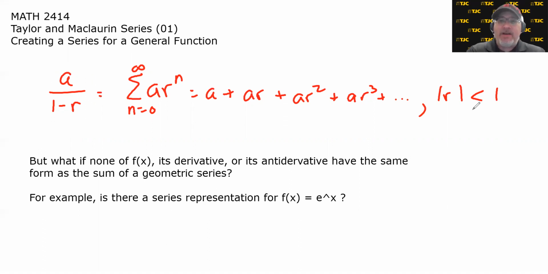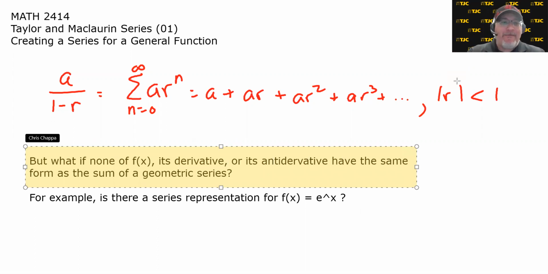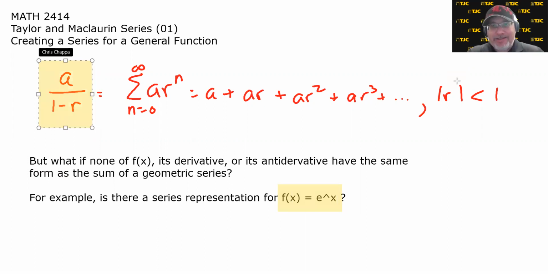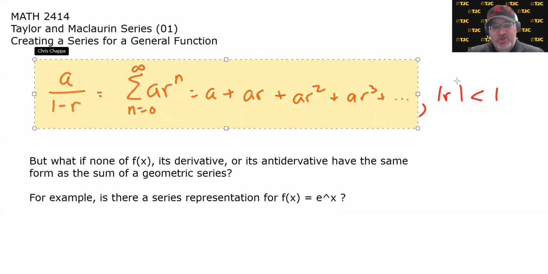But what if none of f of x, its derivative, or its antiderivative had the same form as the sum of a geometric series? In other words, what if we can't do what we did before? For example, consider the function e to the x. Clearly, that does not look like this, nor does its derivative or antiderivative, both of which are e to the x, plus c if you do the antiderivative. So it raises a question: how do we get a power series for a function when we can't just take advantage of a geometric series?